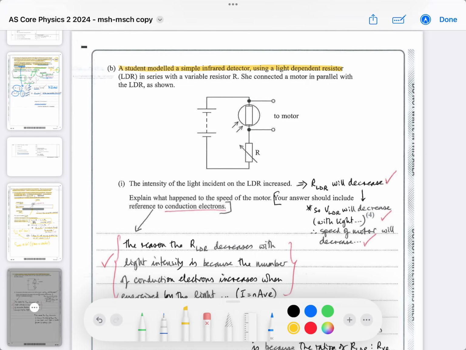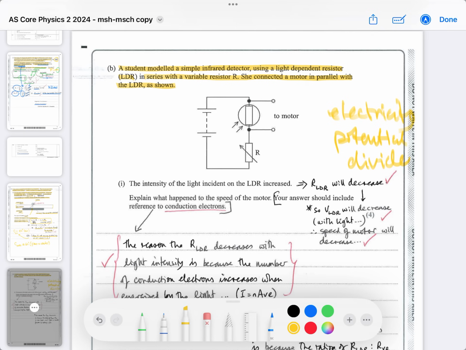Yes, LDR, in series with a variable resistor. She connects the motor in parallel with an LDR. So what are we talking about here? Electricity. So this paper 2 is mainly waves and materials, and here you've got an application from electricity, which is using potential dividers, or a potential divider.